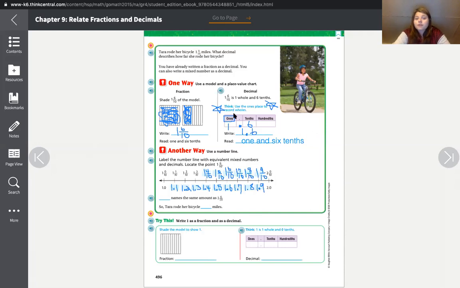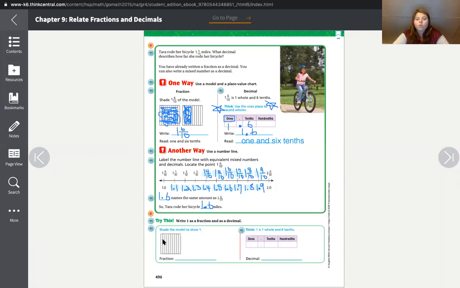I love the place value chart because it really is a helpful tool. And that's why I pulled up the other one, and I hope that it's helpful and you can use it. Again, the book's repetitive. 1 6/10 is the same as 1.6. So she wrote 1.6 miles. All right, we're moving right along.